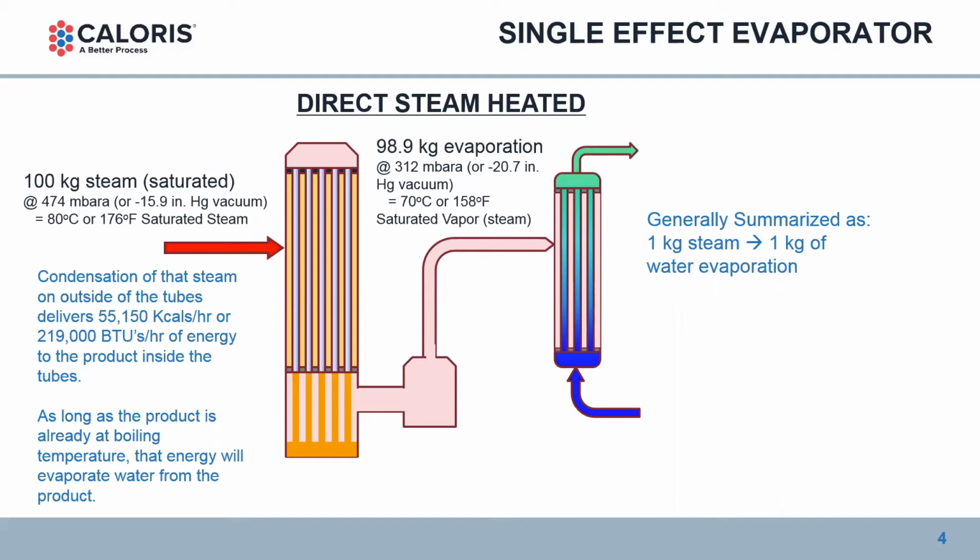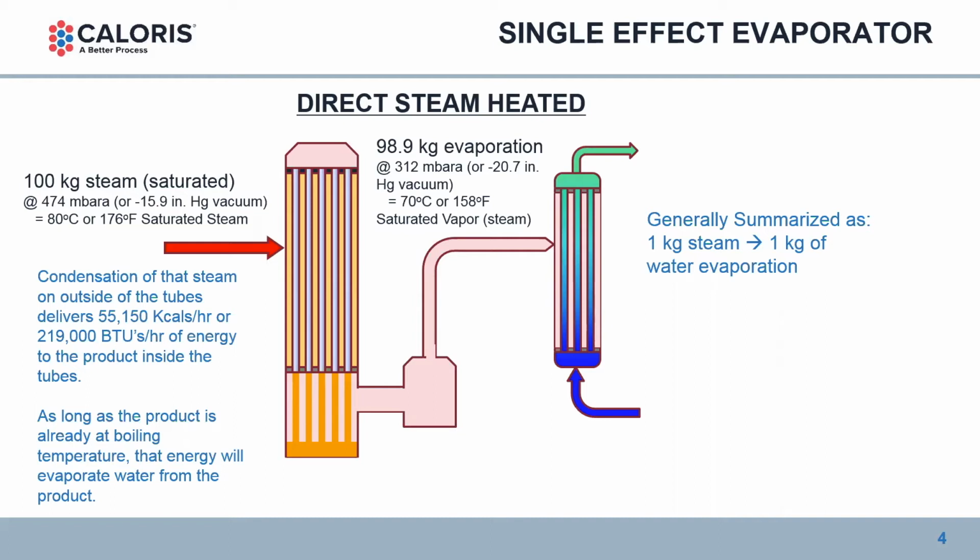Now that steam condenses, and at that temperature, if I condense 100 kilograms of steam, I liberate 55,150 kilocalories, or 219,000 BTUs of energy from that 100 kilograms of steam. That heat transfer from the condensation on the outside of the tubes transfers to the liquid on the inside, in this case water, and it's going to evaporate 98.9 kilograms of water. That's because at the slightly lower temperature of 70 degrees in this example, if you look at the steam tables, you don't exactly evaporate 100 kilograms of water, but you're close.